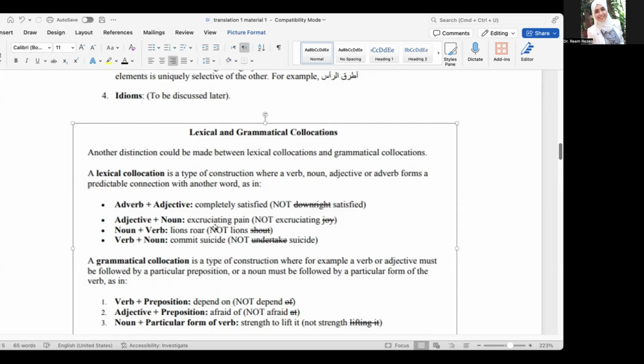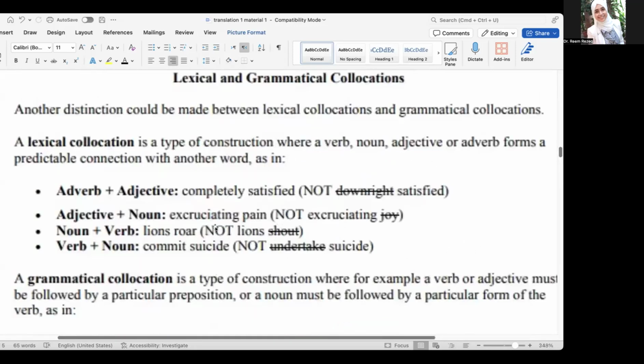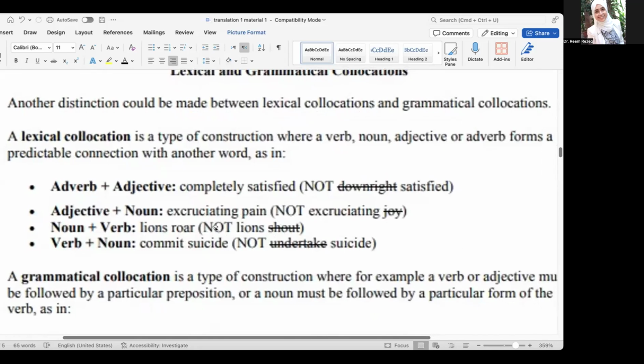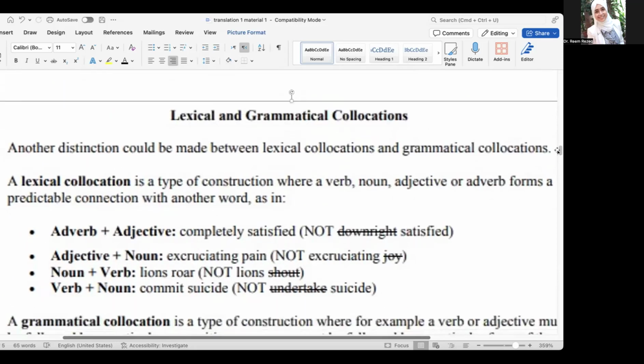We're going to write down these words. But first, I want you to understand that lexical collocation sometimes combines an adverb with an adjective, for example, completely satisfied. We can say completely satisfied, not downright satisfied. You have to pay attention. When somebody asks you about this, you don't say downright satisfied. You can say completely satisfied. So here we add ly as an adverb to the adjective satisfied.